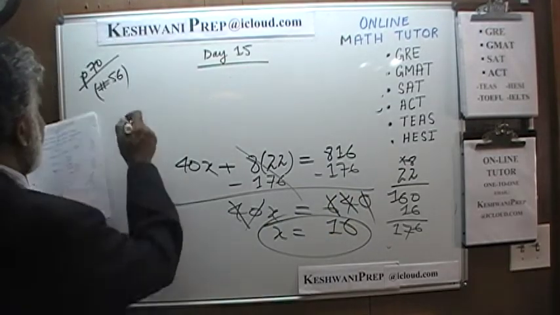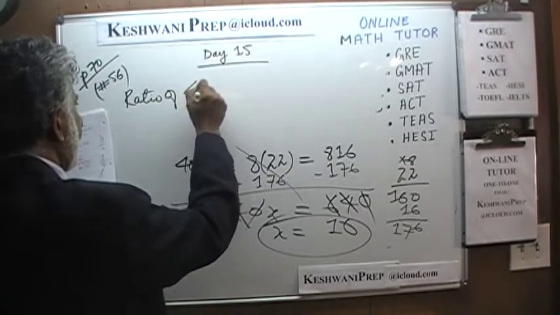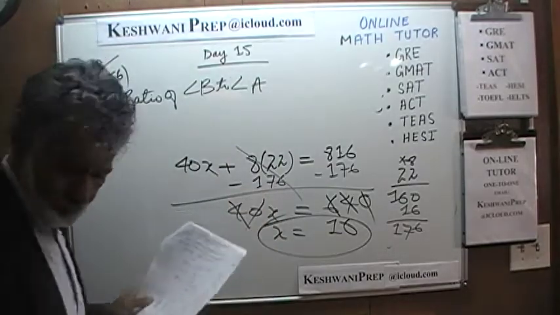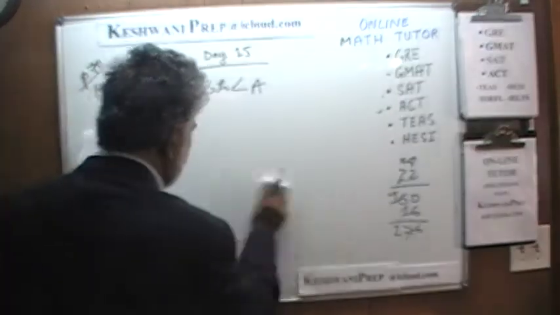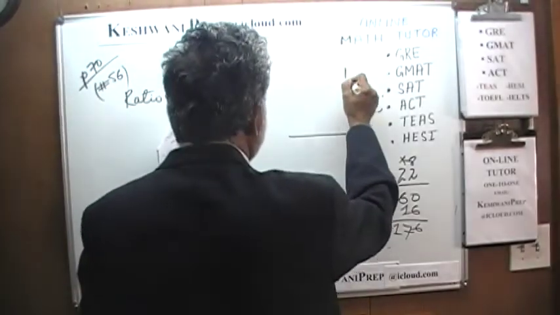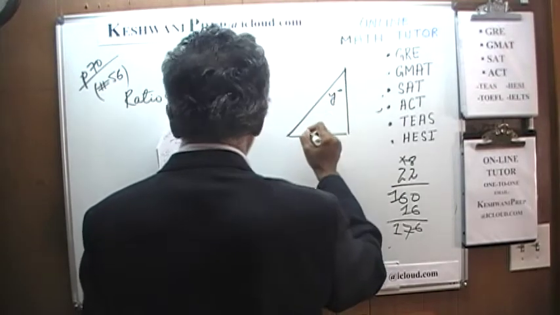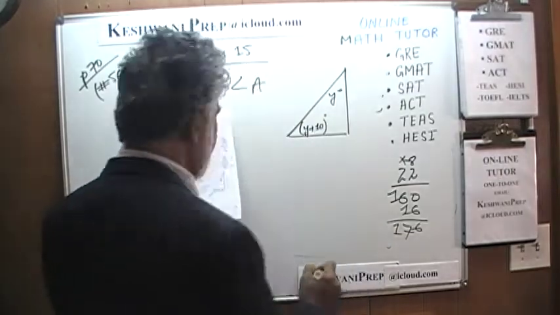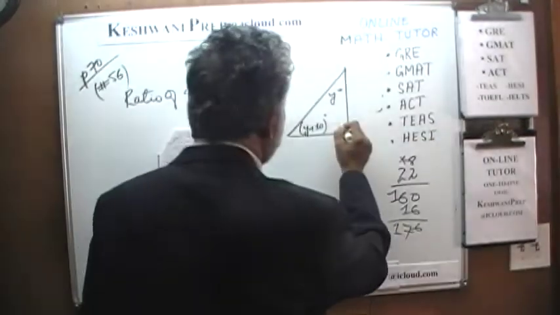Number 56. Question here is, what's the ratio of angle B to angle A? Let's draw the triangle. The triangle looks something like this. We are told that this is y degree. We are told that this is y plus 10 degrees. And we have to pay attention to details. We are further told that this is right angle.